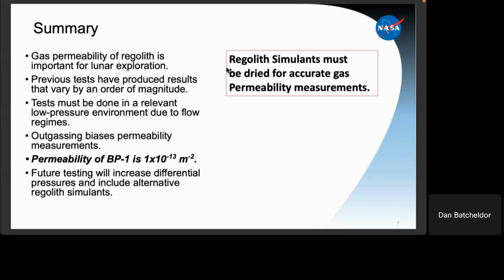And we're also able to quickly swap out different regolith simulants within our instrument. So we've also tested different densities of BP1, but we'll also be able to relatively quickly test the gas permeabilities of other simulants and other granular materials as well. And I'll leave it there.